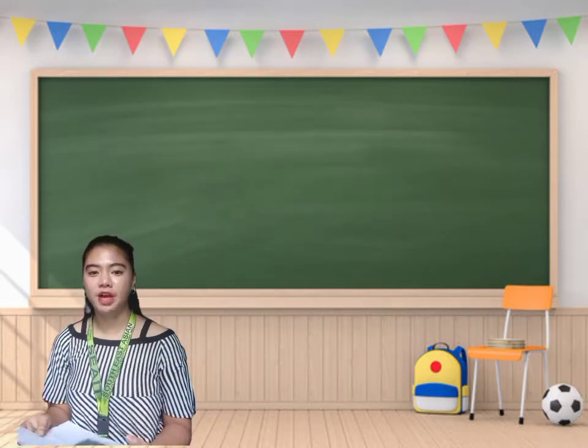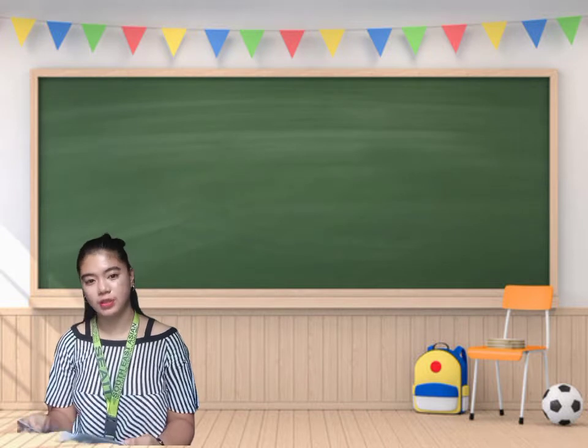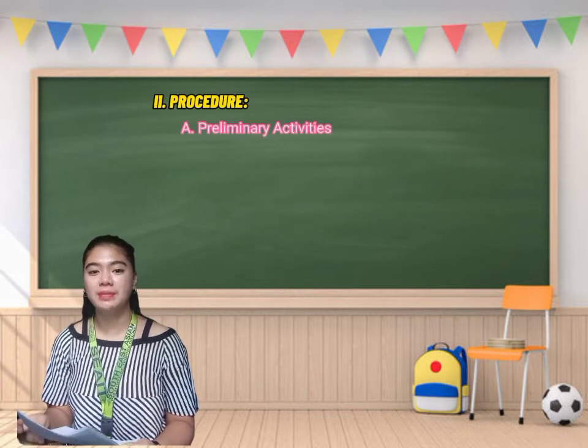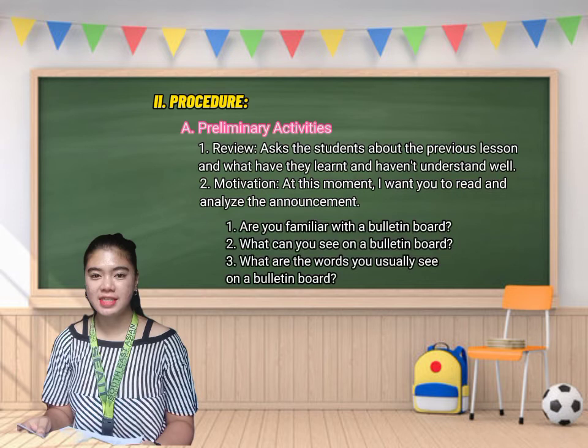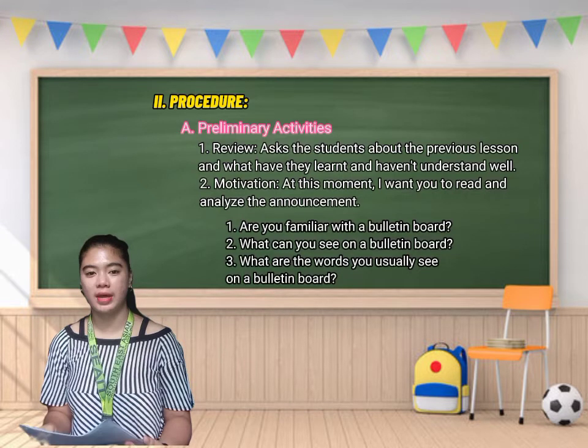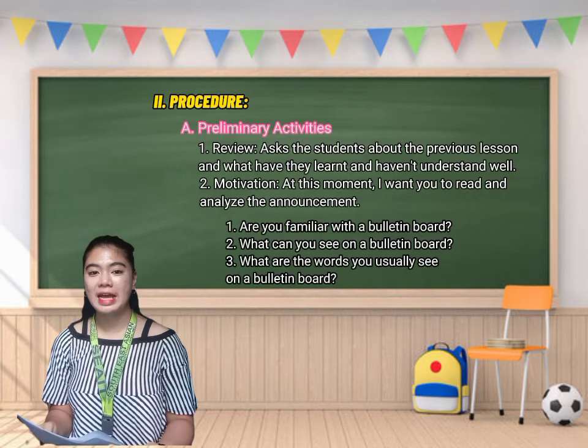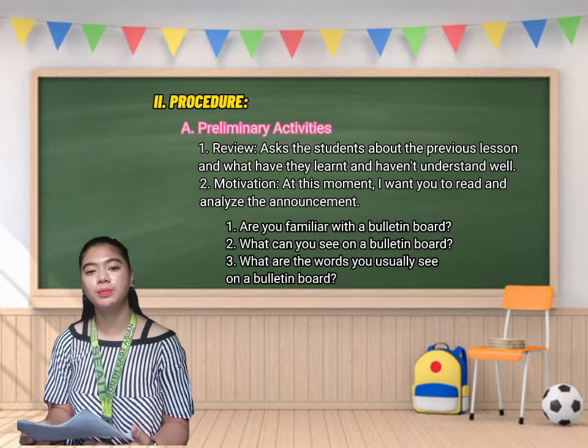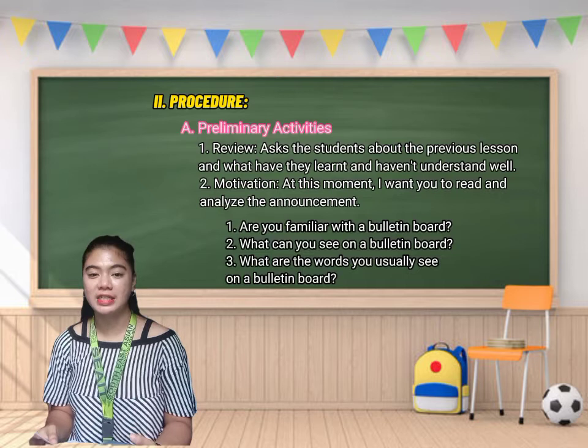The third part of the lesson plan is procedure. Under this are the preliminary activities, review, and motivation. In my review, I will ask the students about the previous lesson and what they have learned and have understood well. Next is motivation. As the teacher, we should know how to motivate our students for them to be active in class period.